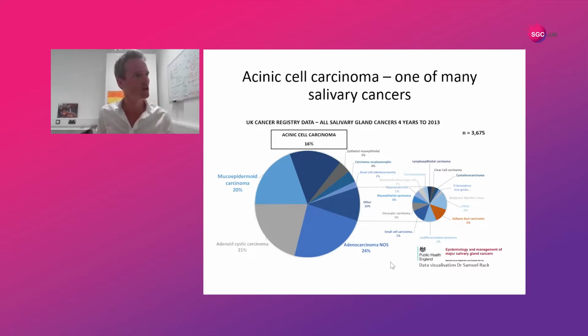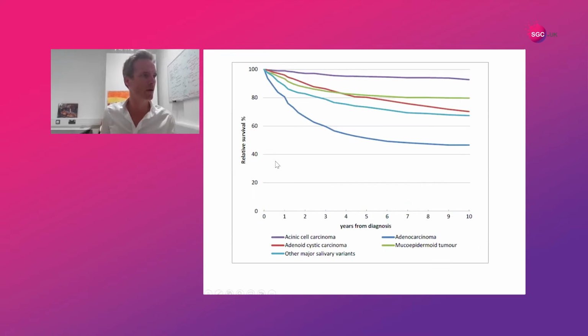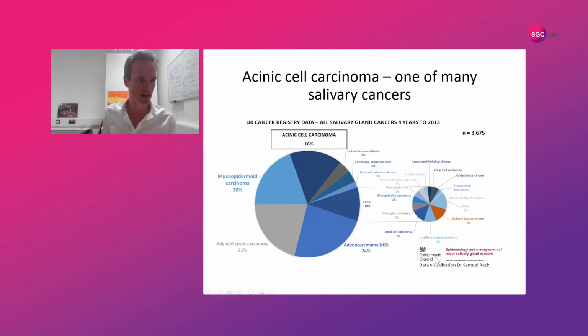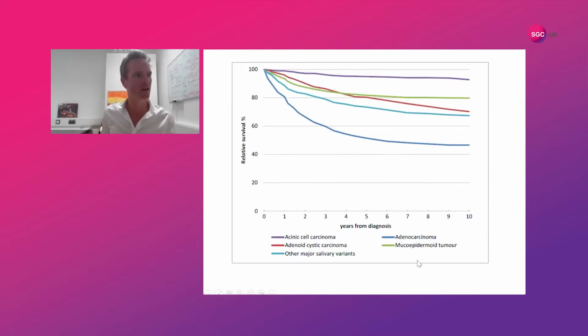So acinic cell carcinoma, as the take home, is 16%, or about 1 in 7 cases of salivary cancer, which in itself is quite rare. I put this in to try and reassure people. I think I put this in quite early on. So this is from that same data set, the Public Health England data set. So it's very top level data.